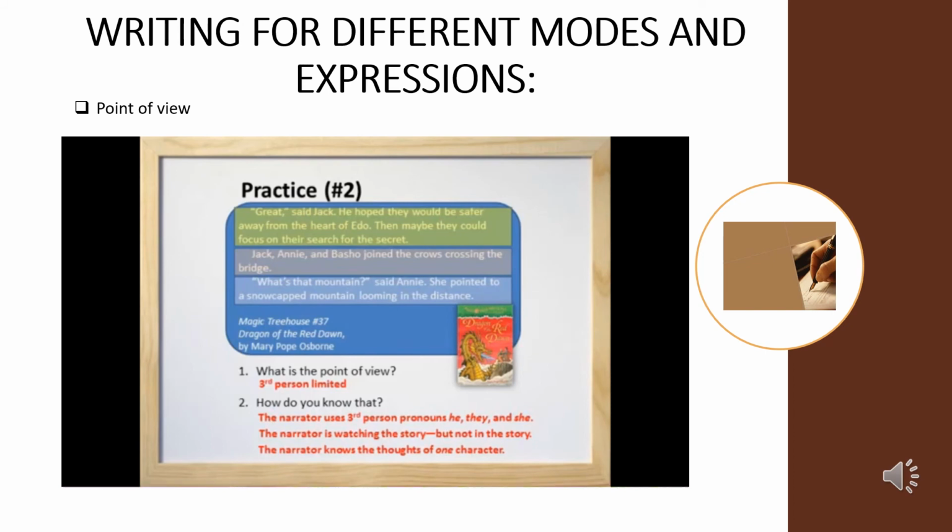This means that the narrator doesn't know Annie's thoughts or Basho's thoughts, but the narrator does know Jack's thoughts. That's why this narrator is using third person limited point of view.